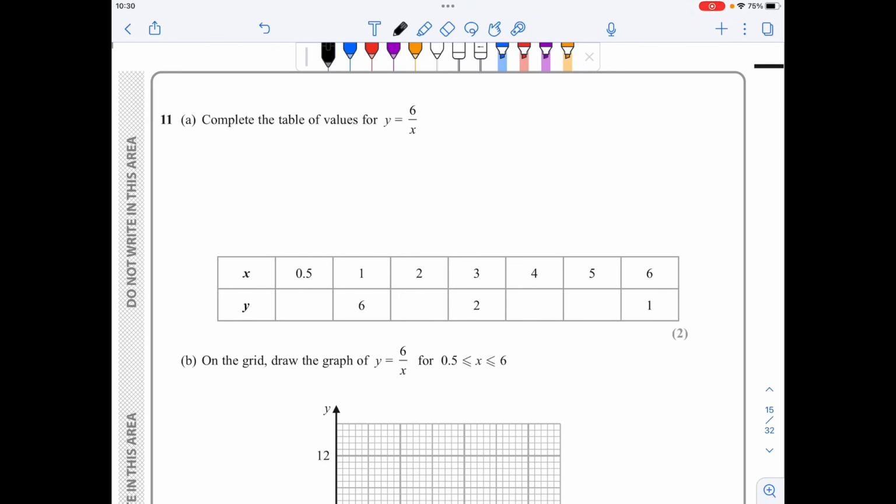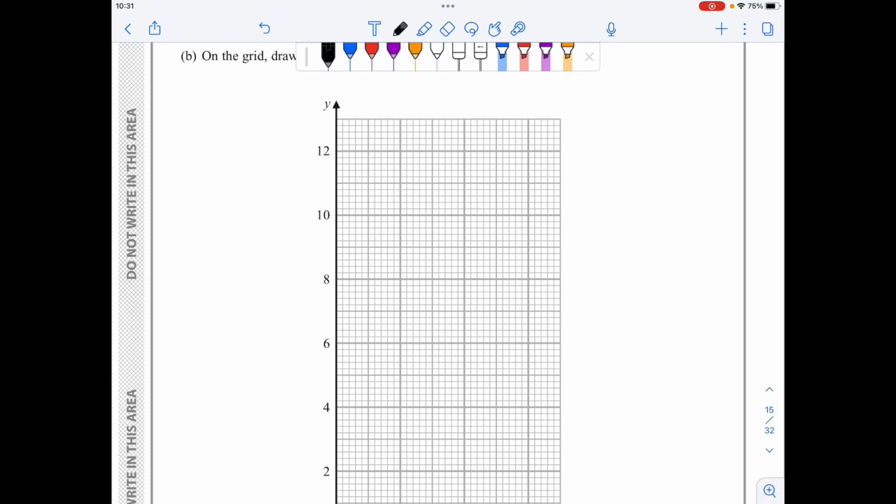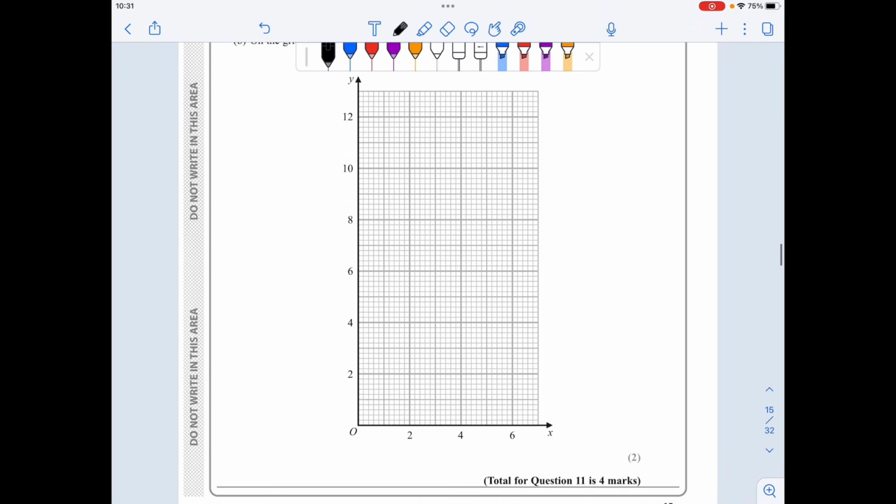For part A of question 11, I'll just put these x values in this equation and calculate the y values. And the missing y values are 12, 3, 1.5, and 1.2. For part B, I will plot these points on this grid. Let me zoom out a bit. So plotting the points will give me the following. And then I will join them using a smooth curve. And that's the final answer.